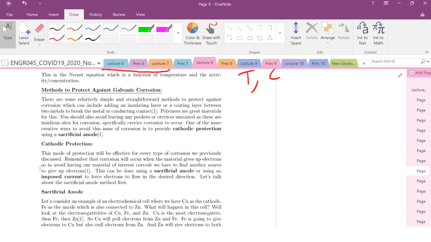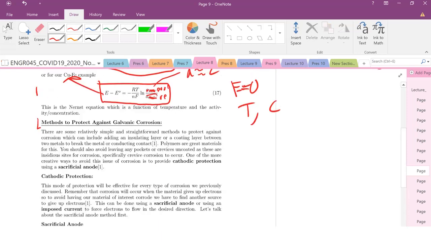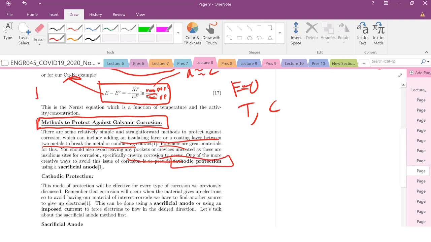Let's say we want a material to not corrode in a particular instance. There are definitely methods to prevent or protect against this galvanic corrosion. One of the coolest methods, though there are lots of ways to do this, is an insulating layer or a coating layer to break up the metallic contact. Polymers are really nice for this, but there can still be crevice corrosion in pockets.